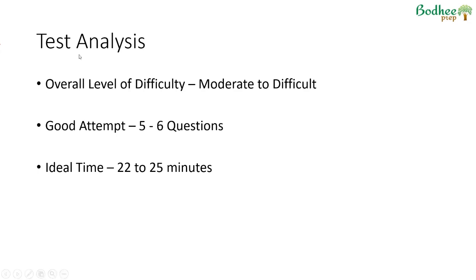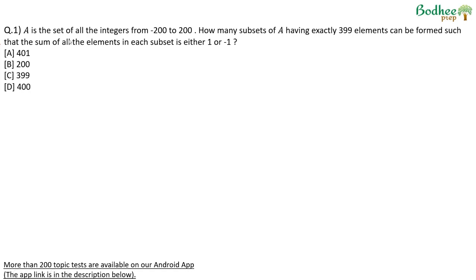Now, if we do look at the questions, question number 1. A is a set of all the integers from minus 200 to 200. How many subsets of A having exactly 399 elements can be formed such that the sum of all the elements in each subset is either 1 or minus 1?